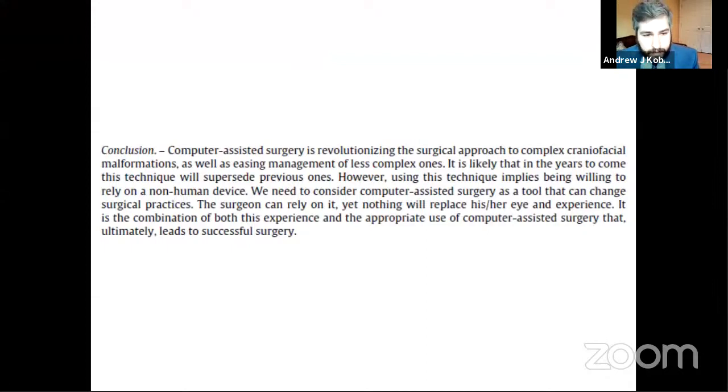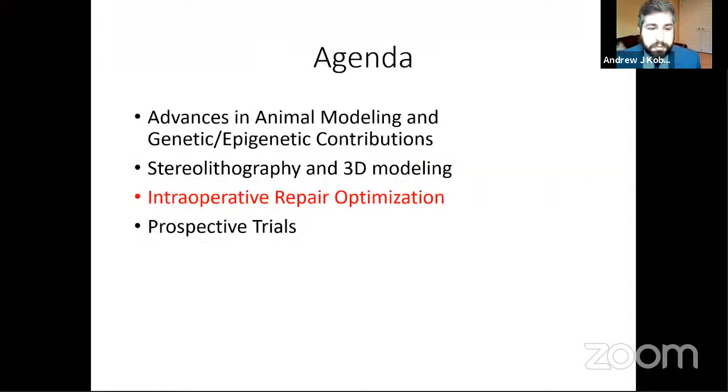And really, I found this quote that sums up nicely that computer-assisted surgery is revolutionizing the surgical approach to complex cases, as well as even easing the management of less complex repairs. We need to consider that these computer-assisted surgical tools will change our surgical practice, but not supersede it. The surgeon can rely on this information, yet nothing will replace his or her eye and experience. It is the combination of both this experience and the appropriate use of computer-assisted surgery that ultimately will lead to a successful surgery for all of our patients in the future.